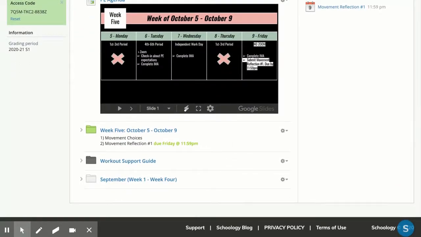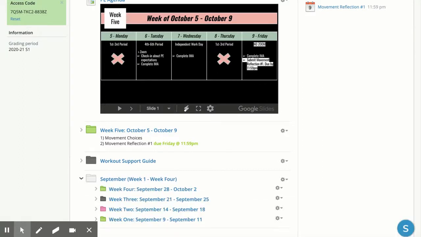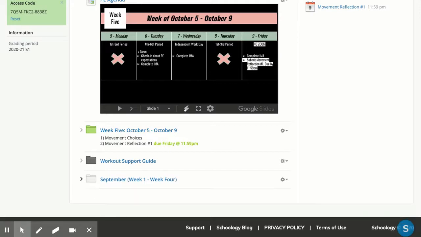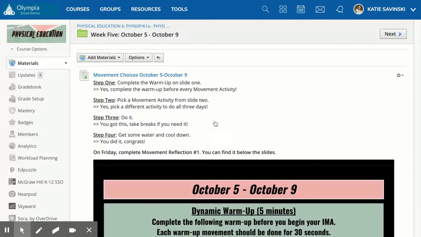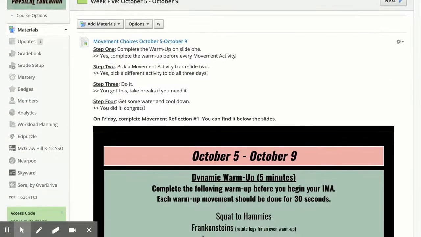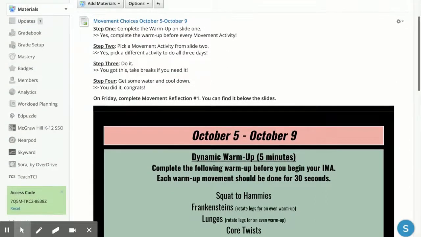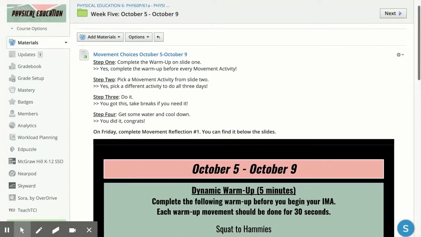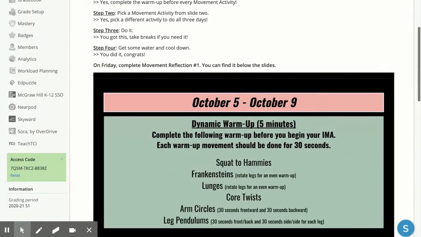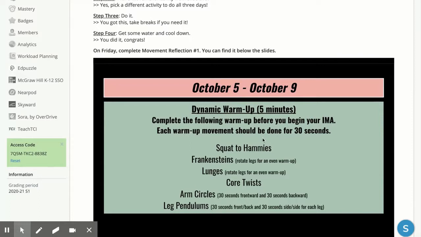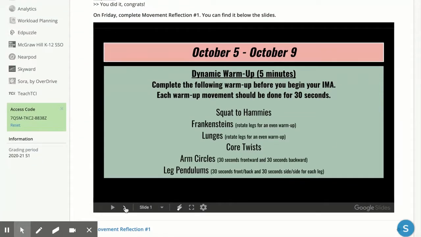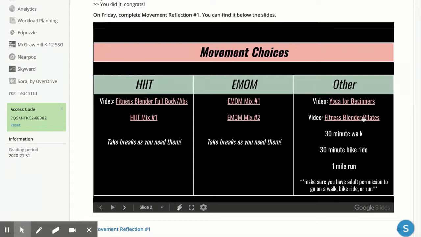My course is organized into folders by week. I've put September all together as the list starts to get long after a while. In the week 5 folder, for example, you will see some step-by-step directions for what students are to do this week. Just this last week, we started our routine of completing 3 movement activities in the week. Before each movement activity, students complete this 5-minute warm-up, and then they are able to choose from all of these options for their 3 workouts.